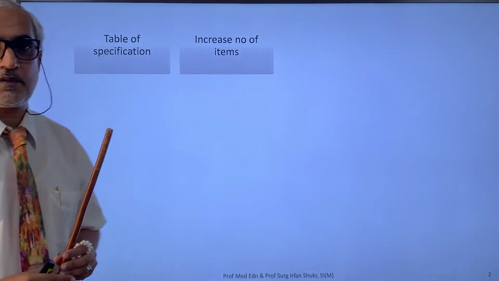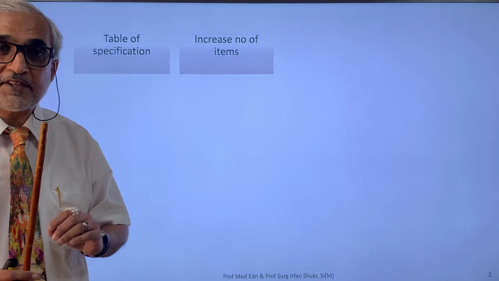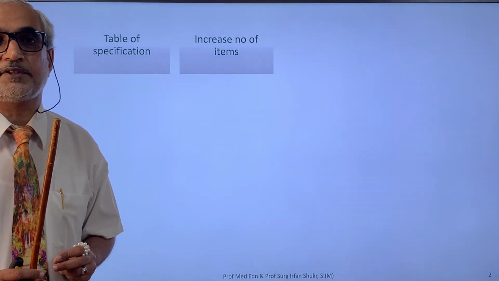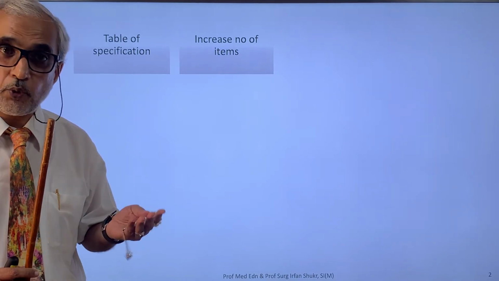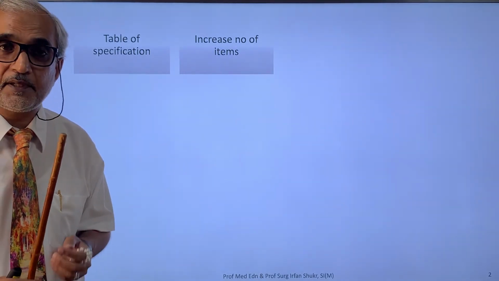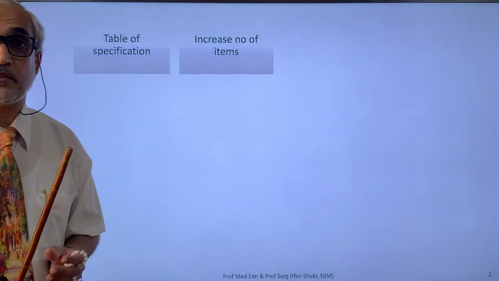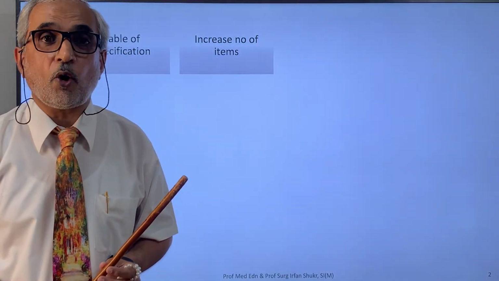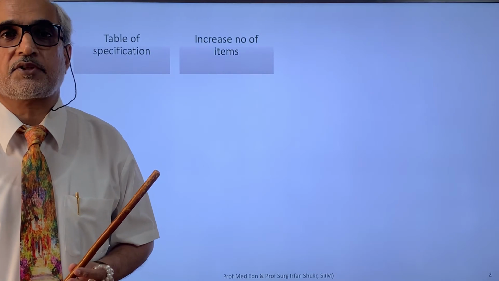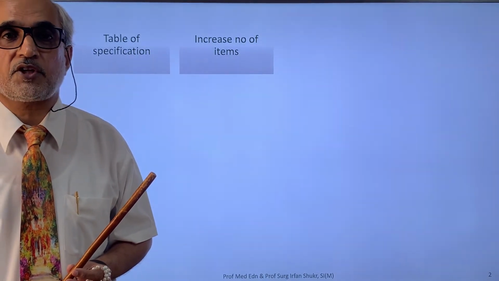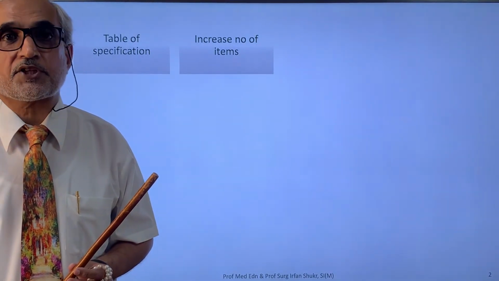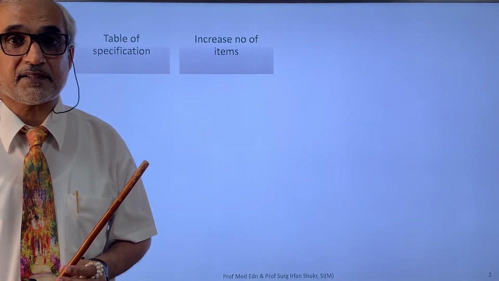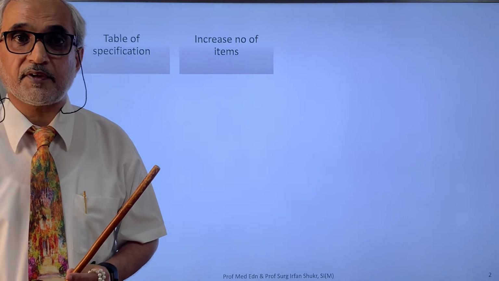Increase the number of items. By increasing the number of questions, we increase the reliability. The more questions, the better the reliability. That is the reason whenever we are using a tool called OSCE, Objective Structured Clinical Examination, we have items, the stations. The usual recommendation is that the items should be around 14 and not less than that, because then the reliability decreases.